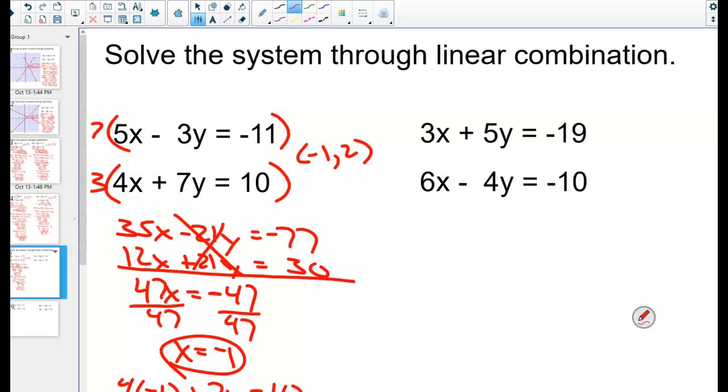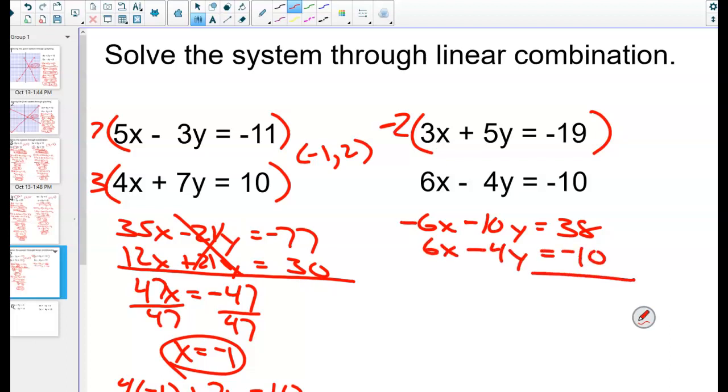Now the second one, there's a number I can multiply to 3 to get 6. It's negative 2. Now the reason I say negative 2 is I need opposite signs in front of the x. If I just multiply through by 2, I get 6x, that's no good. But negative 2 gives me a negative 6x minus 10y equals a positive 38. When you multiply through by the negative 2, the sign rules apply. And now 6x minus 4y equals a negative 10.